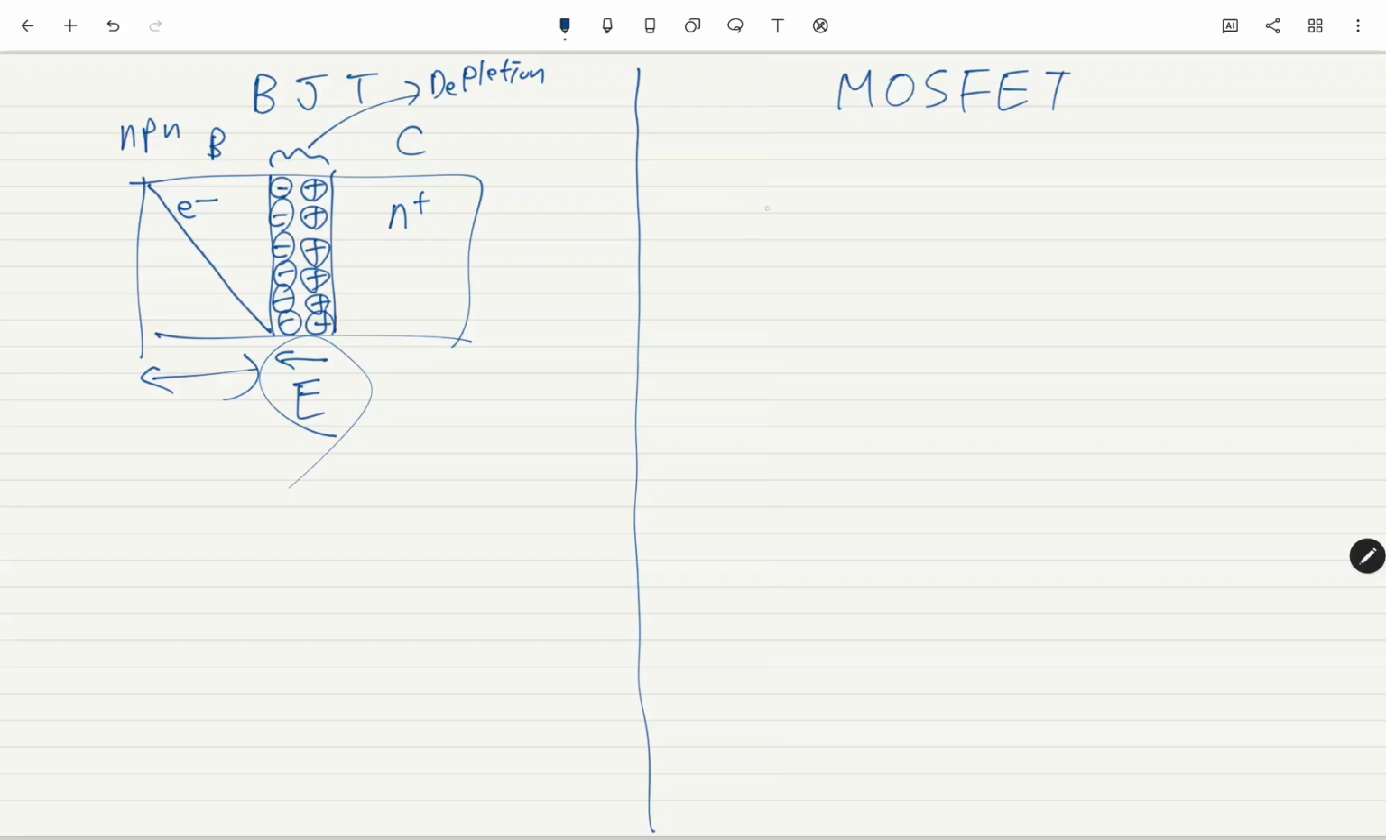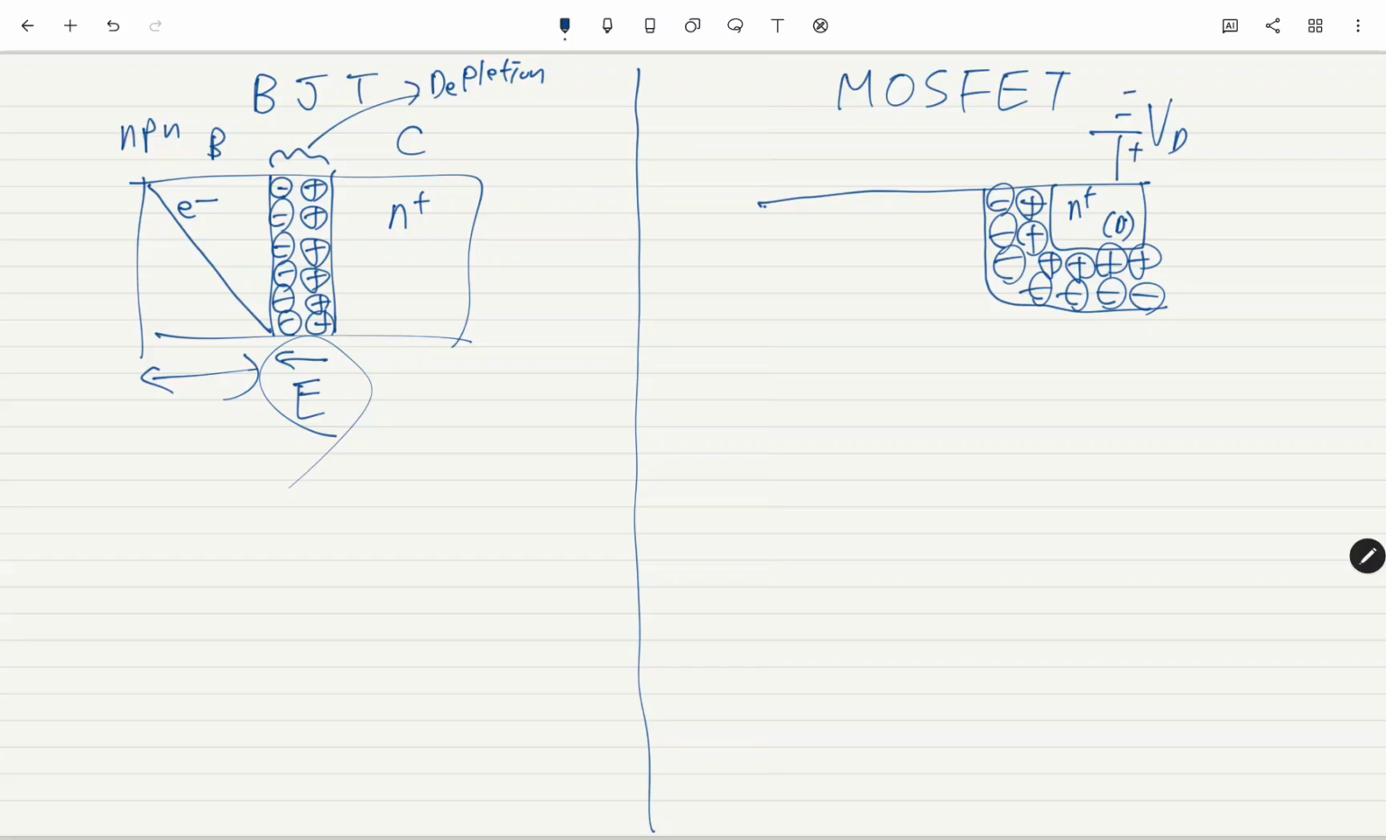Let's see what is happening in the MOSFET. Here we have the source side and the drain side, N plus, and here plus plus plus, and negative, negative, negative. Here you are applying VD, positive and negative. Here's the source side. Initially, the electron concentration is something like this, when VDS is equal to 0.